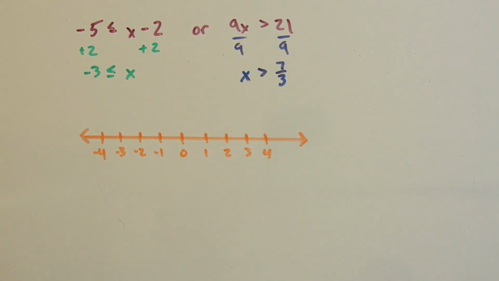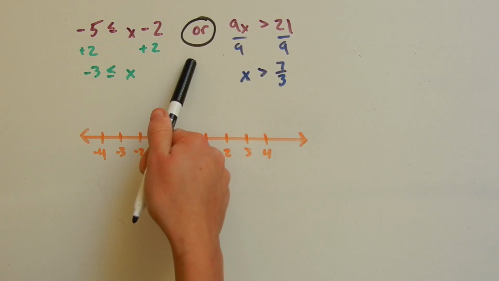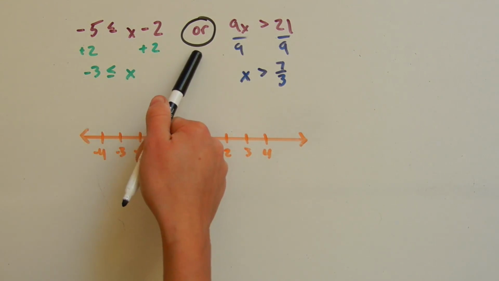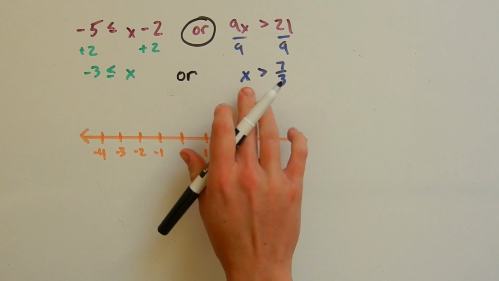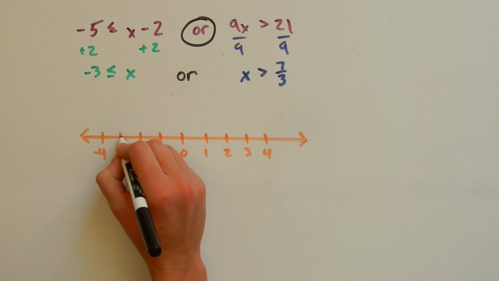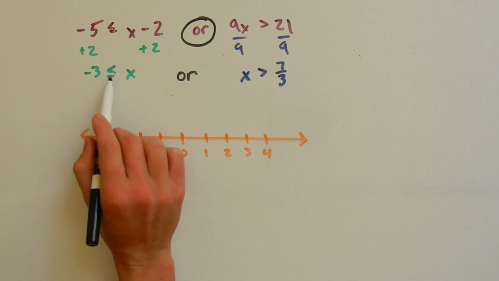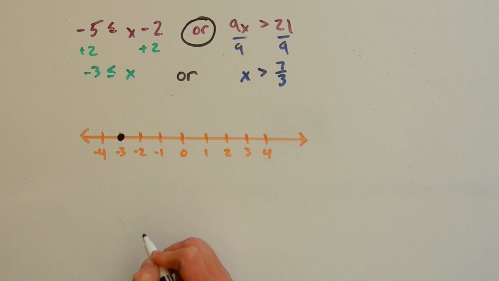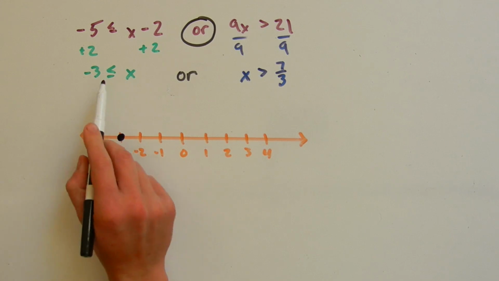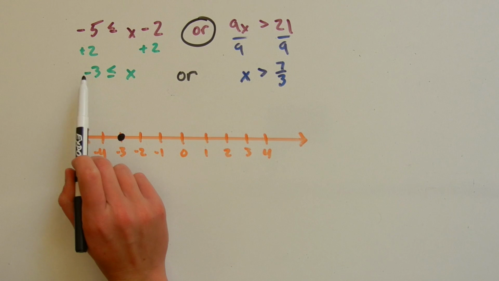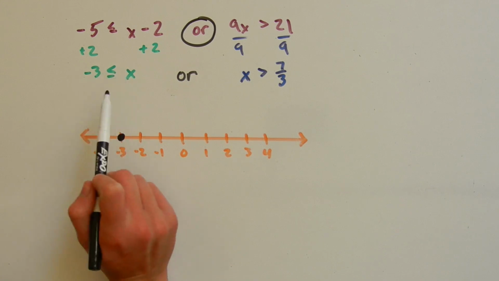What I've given you is a compound inequality. So we know that negative 3 is less than or equal to x, or x is greater than 7/3. So go ahead and mark negative 3, and it's less than or equal to. So we're going to go ahead and shade in that negative 3, since it's less than or equal to. But this is saying that negative 3 is less than or equal to x.